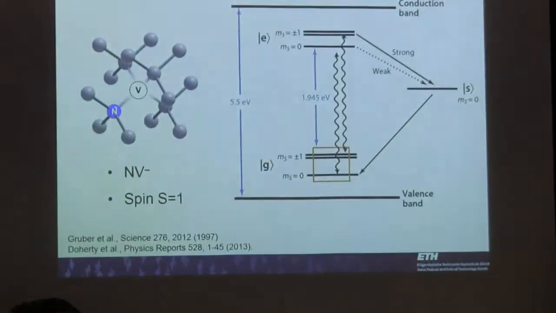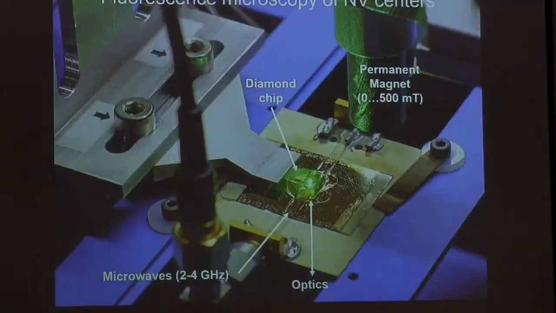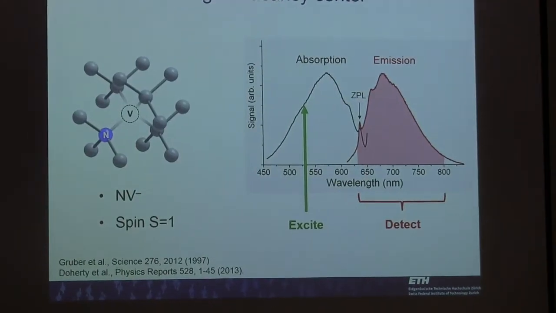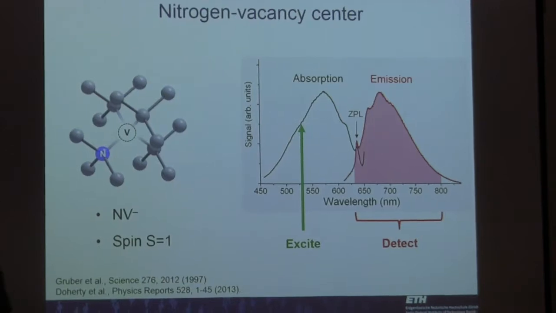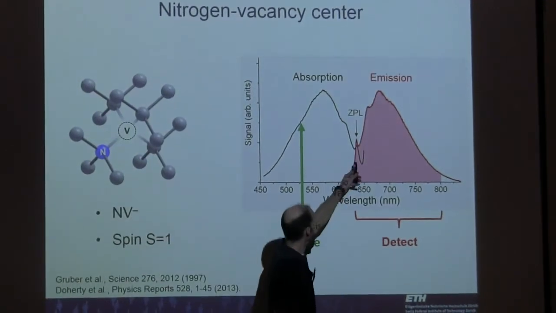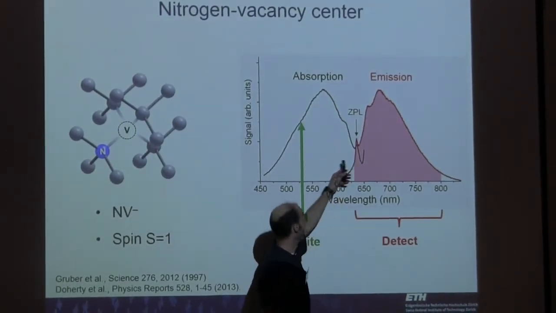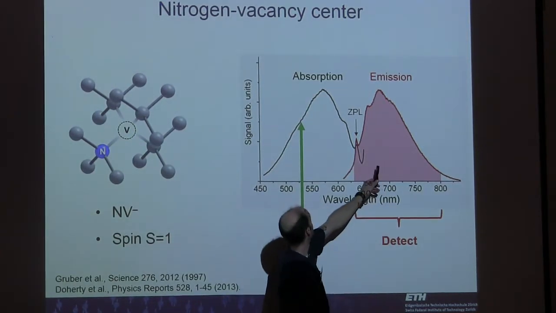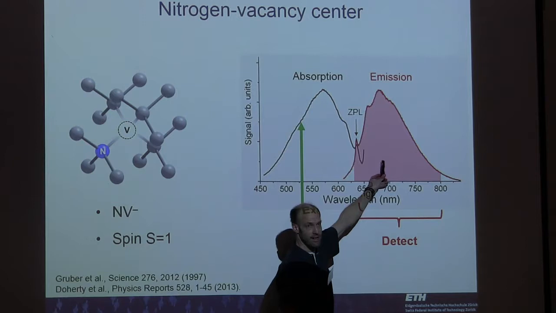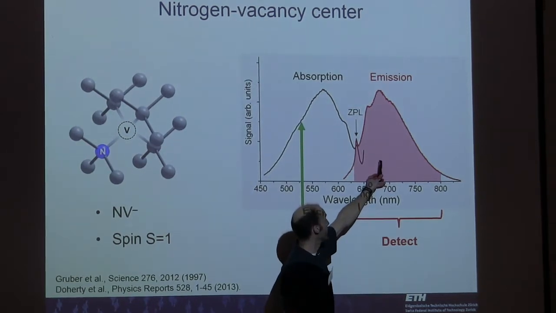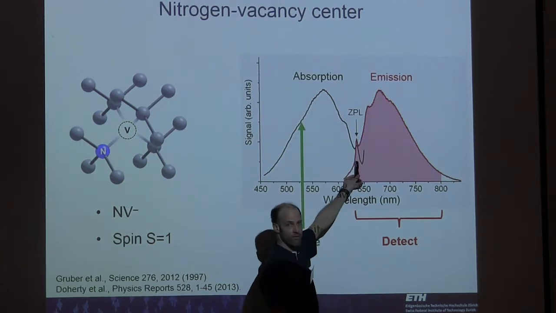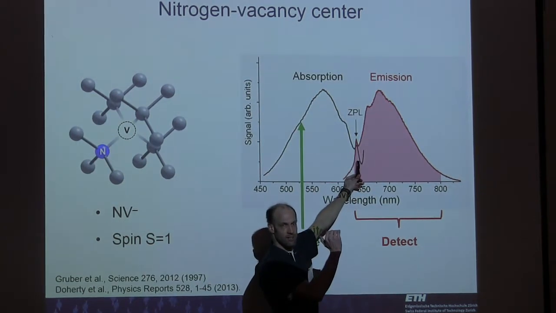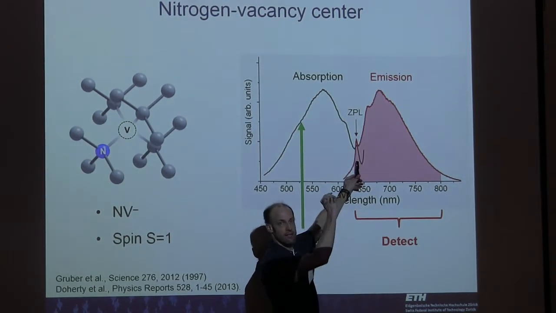So this is what you see here. You have the onset here, at this point. I'm looking at the absorption here. If your laser energy is too low, you're basically not exciting your system at all. Once you come to the zero phonon line, the energy of the laser is just sufficient to go from the ground state into the excited state.